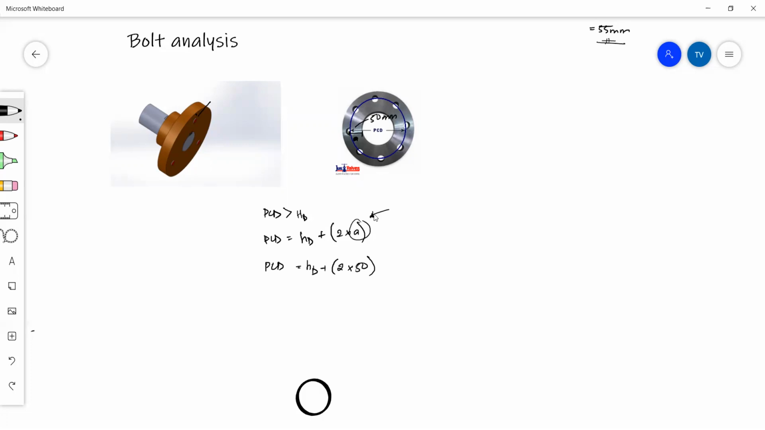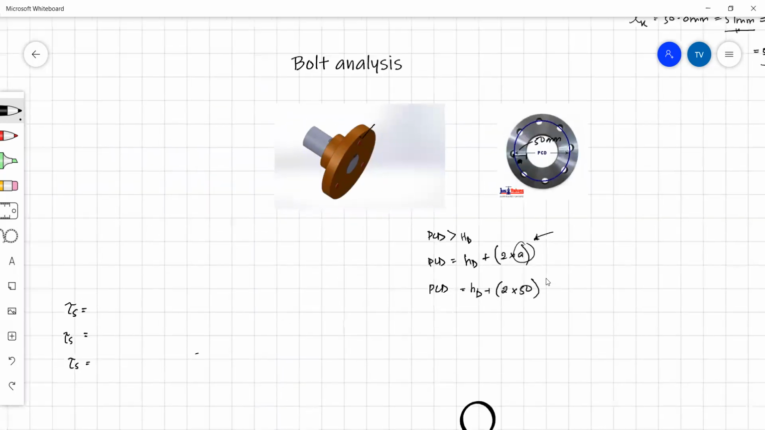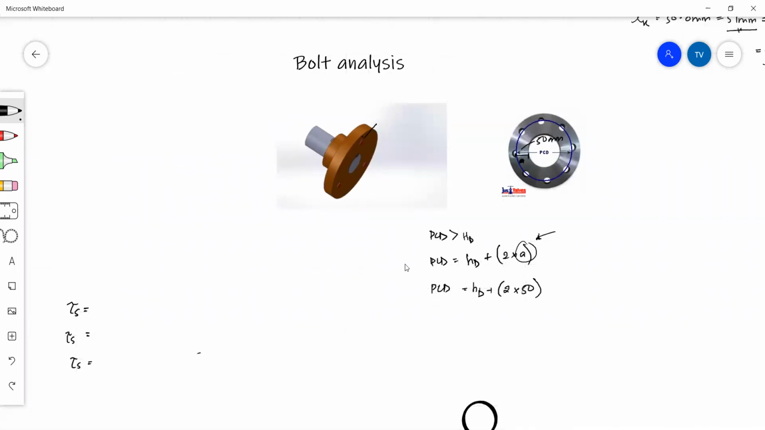Right, so there are two methods. We can either state the number of bolts and solve for size, or we can state the size and solve for number of bolts.